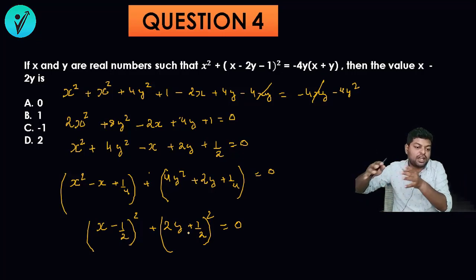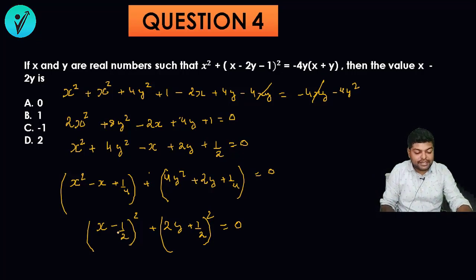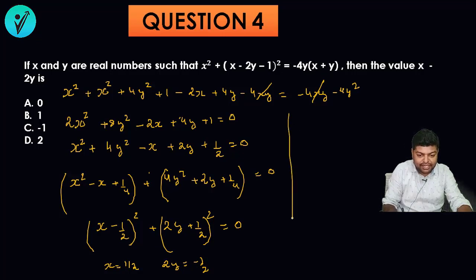This is possible only if both the terms are 0, because squares are always positive. So if this is 0, the value of x will be what? The value of x is half. And from this, we can say that the value of 2y is what? It's minus half. The value of x will be half and the value of 2y is minus half. So we have to get the value of x minus 2y. What's the value of x? The value of x is half. Then we have a minus, then we have 2y. So it's minus half.